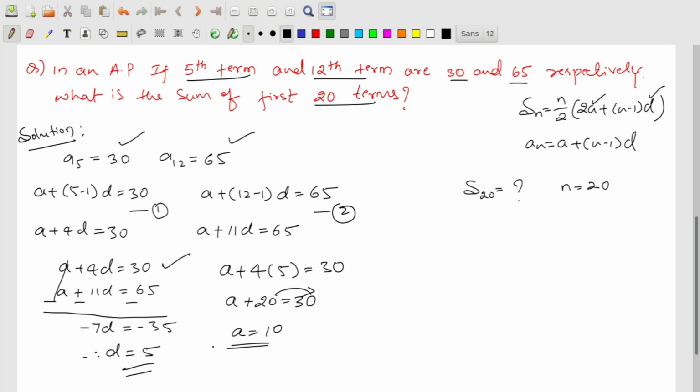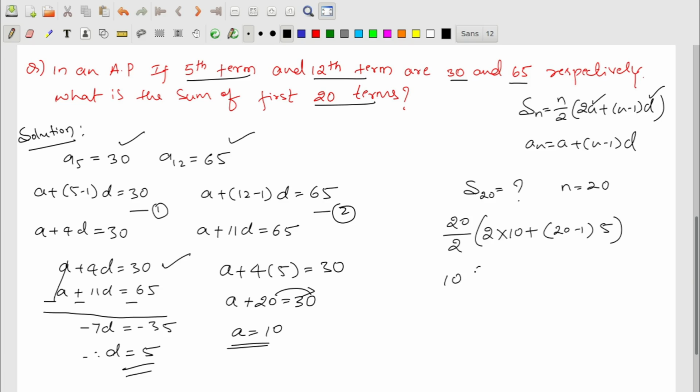So now just substitute these two values in this equation. S20 can be written as 20 divided by 2, that is n by 2, 2 into a, that is 10, plus n minus 1, that is 20 minus 1, into the common difference 5, right? So this will give the sum of the first 20 terms of the AP.